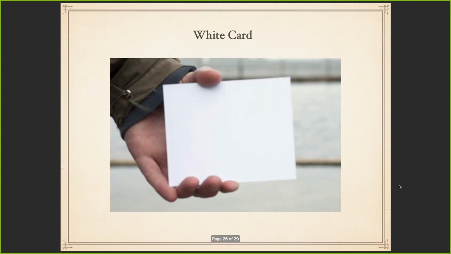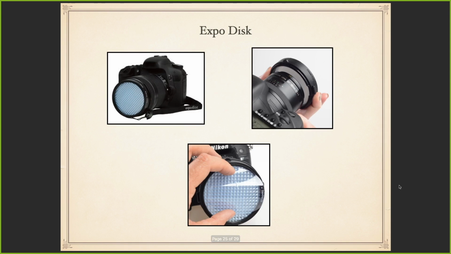So you have two things. You have an Expo disc and a white card, or what's more common is a gray card too. White cards will work as long as you know that they're a photographic one and they are neutral, because a lot of things like paper are not always actually a fully neutral white. So let me explain the Expo disc first though.